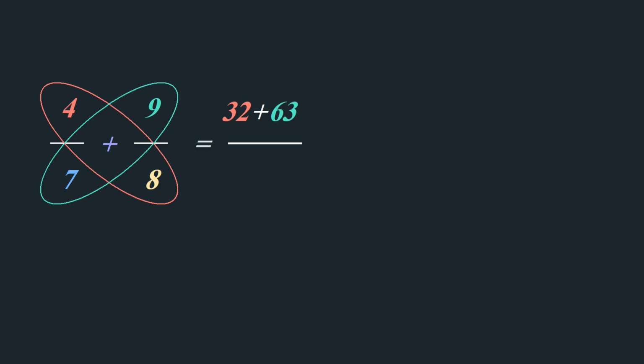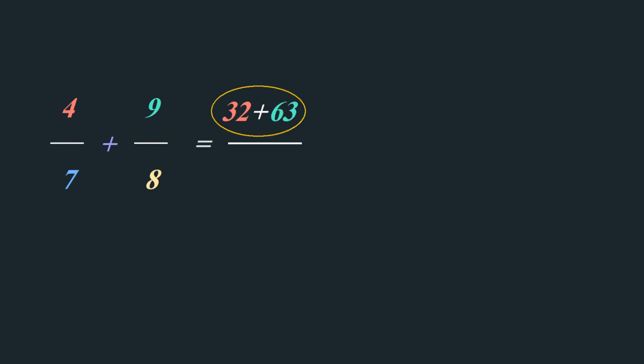Now just add those two numbers, so we have 32 plus 63, which is equal to 95. Multiply the two denominators, so we have 7 times 8, which is equal to 56.